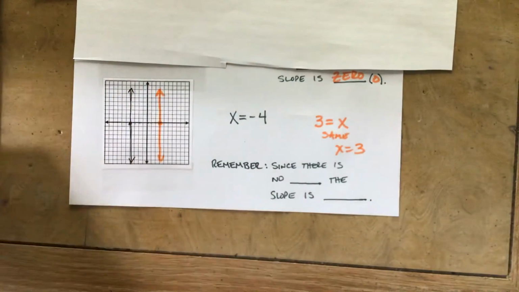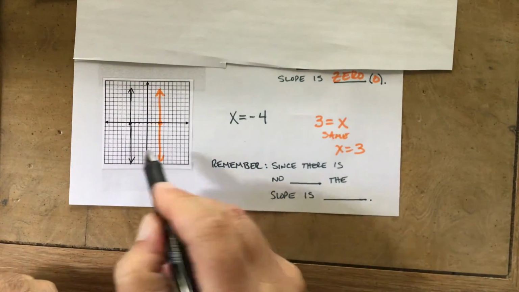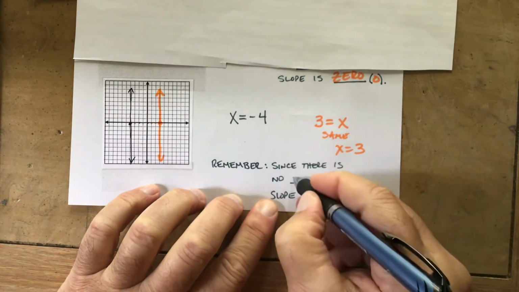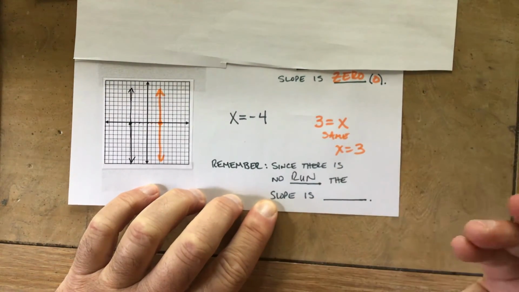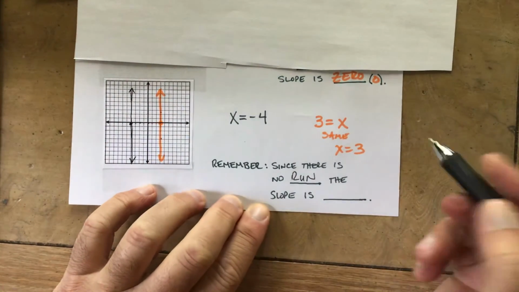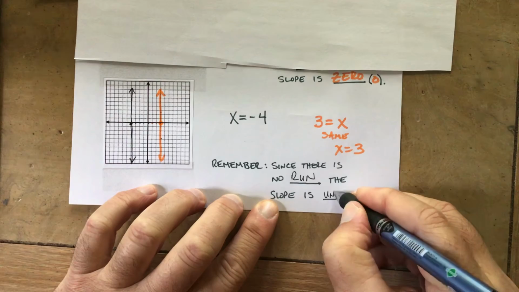They're horizontal or they're vertical. Right? Vertical lines are parallel lines. So since there is no run, right? From here to here, we didn't have to run anywhere. That means then the slope is undefined.